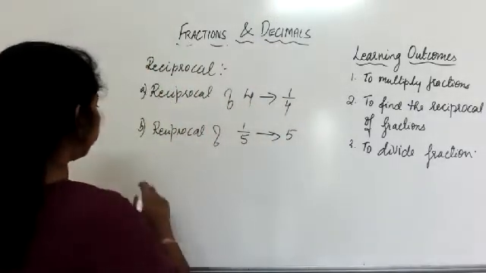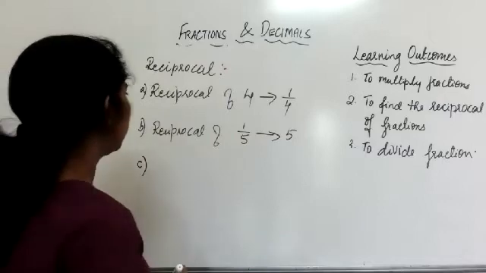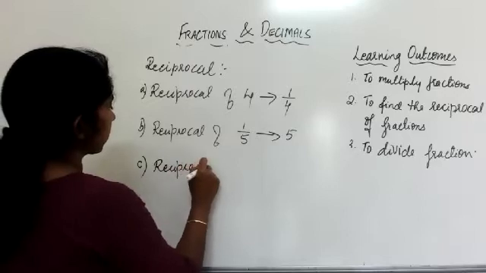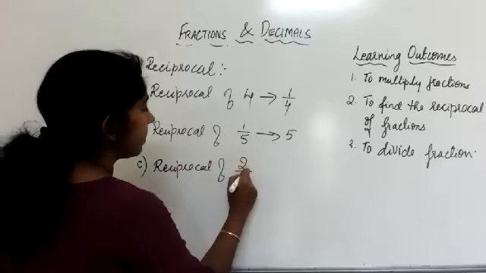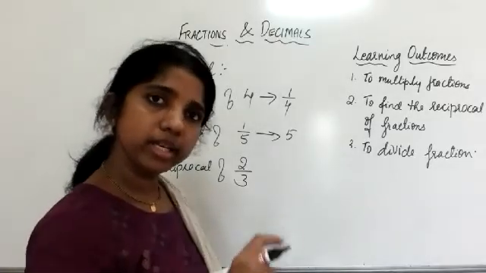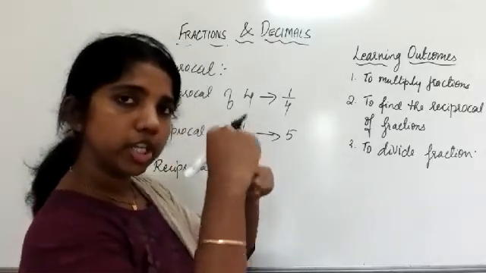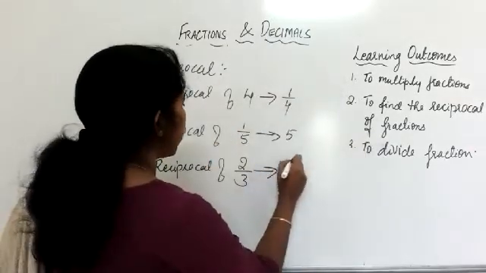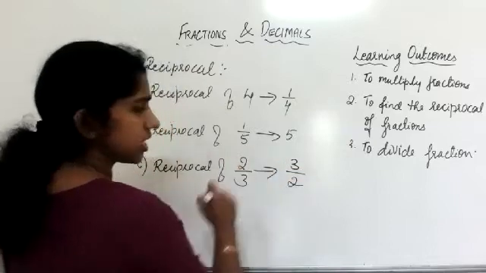Next. What is the reciprocal of 2 by 3? Yes, the reciprocal of 2 by 3 will be 3 by 2. You are interchanging the numerator and the denominator. Just the positions are interchanged when you take the reciprocal.